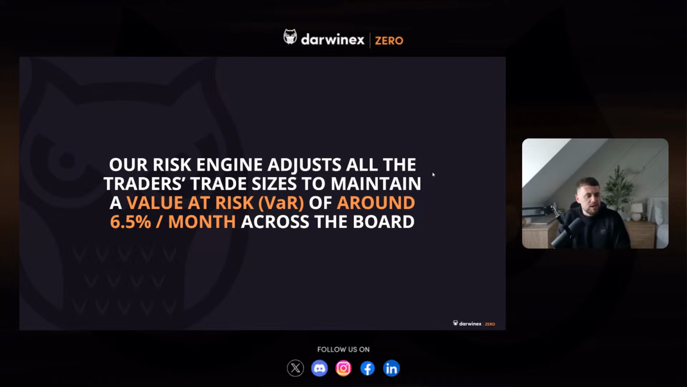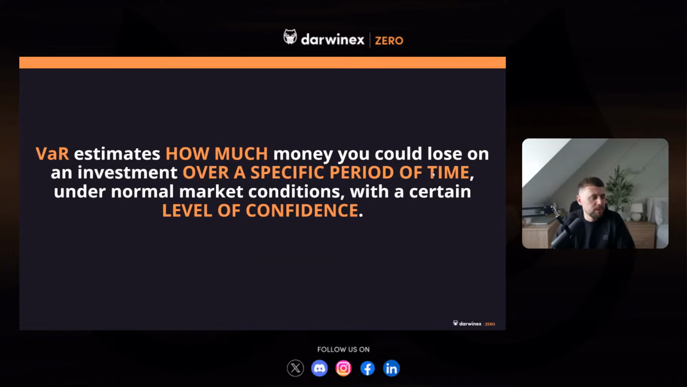So our risk engine adjusts every single trader's trade size at Darwinex and Darwinex Zero to maintain a value at risk, or what we call VAR, of around 6.5% per month across the board. So every trader is operating from the same level of risk, which is really important, because with giving every single trader the same risk limits, we can see who can perform the best and who can make a greater return.